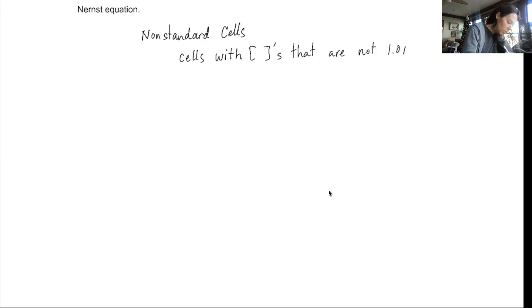We're going to discuss non-standard cells. All right. That is cells with concentrations that are not 1.0 molar. Standard, right? We always do standard, but now we have non-standard, not standard.